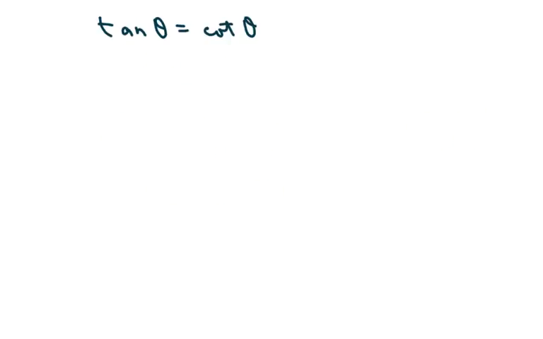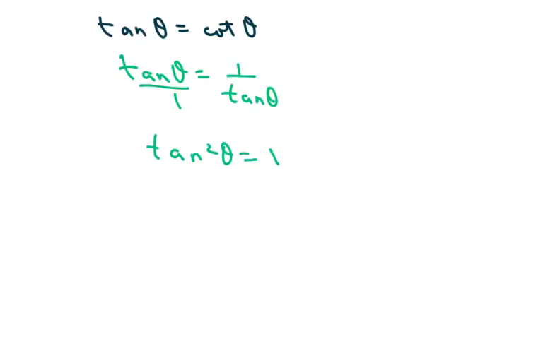Okay, and the last one is very similar. You can either write it in terms of tan or cotan. I'm going to go ahead and write this in terms of tan. Cross multiply, and you get tan squared equals 1. Don't forget, when you square root, you do plus and minus.